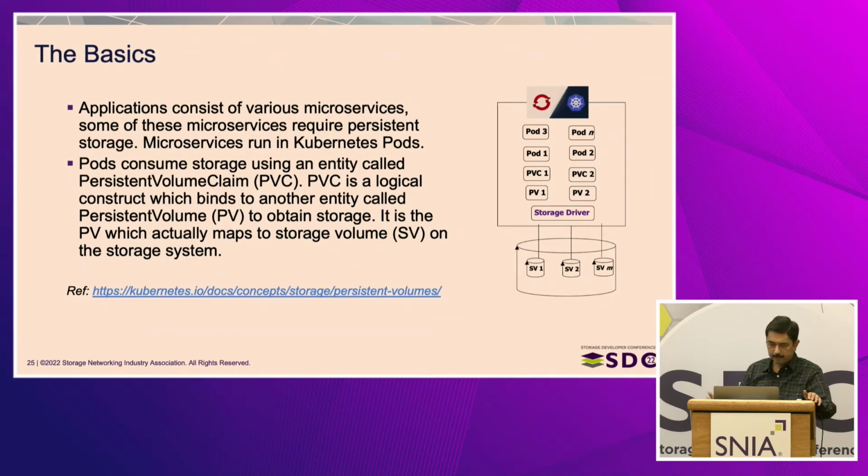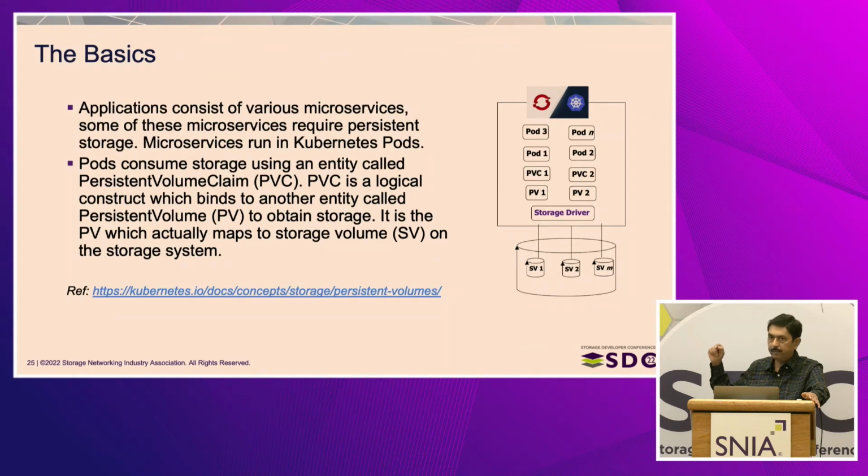Before we go into that, let's just get to the basics. We have multiple microservices running in the Kubernetes cluster, and some of them use the storage from the storage systems, right? So in Kubernetes, let's say there is a pod 1, which is using data from SV1. SV1 is the storage volume. And the way it does this is that it has something called a PVC, which is a persistent volume claim, which is basically a request for a volume.